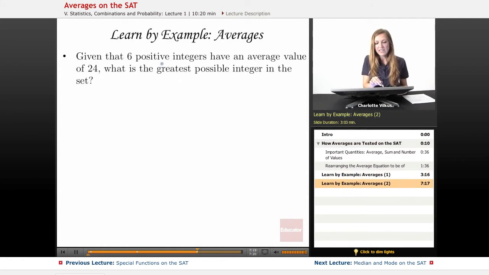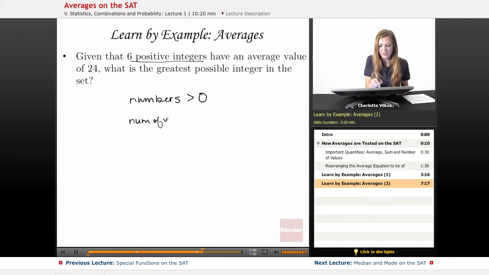Another example. Given 6 positive integers, so that means that I have 6 numbers that are all greater than 0, and they have an average value of 24. So the other thing that I know, I have 6 positive integers, so I have my number of values right there, which is 6, and I have an average value of 24, which means that I can also easily figure out what the sum of those values are.